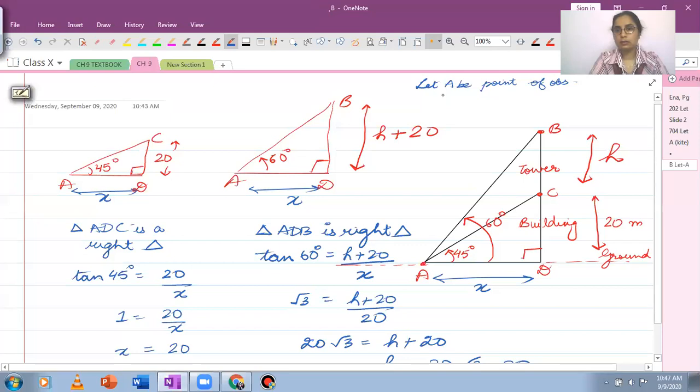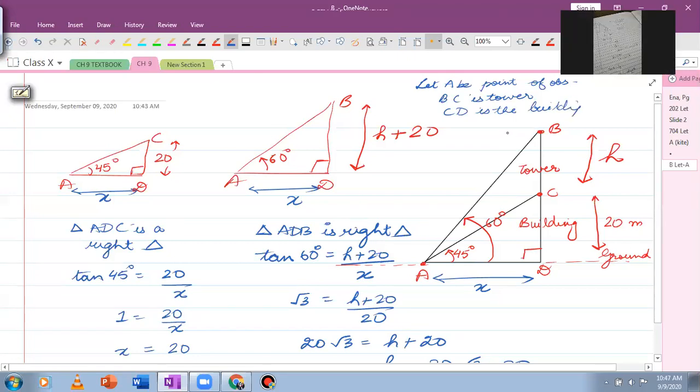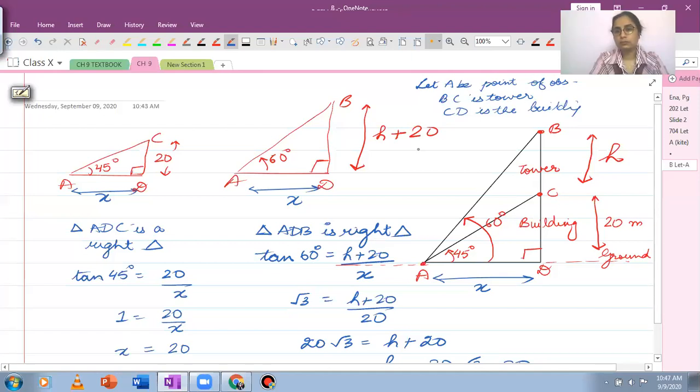Then BC is the tower, CD is the building. That will be all. That's it. इतना लिख दोगे काफी है. And then you can just start with your question.